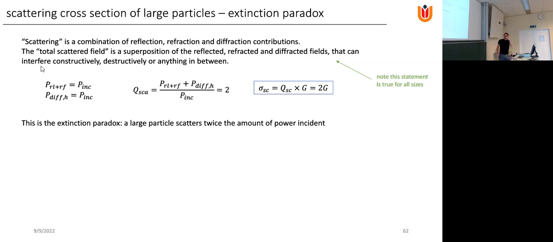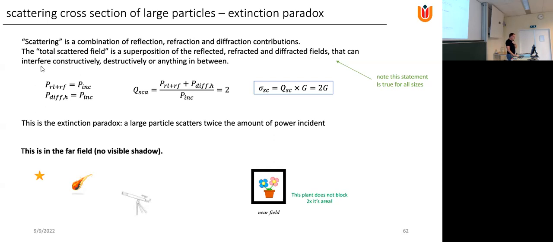Now, this is quite counterintuitive to wrap your head around, and for that reason, it is known as the Extinction Paradox, because it seems a little bit paradoxical that a particle would remove twice the amount of light that is incident. It's also an effect that you will not observe in daily life. You can observe it in an experiment where there is no visible shadow.